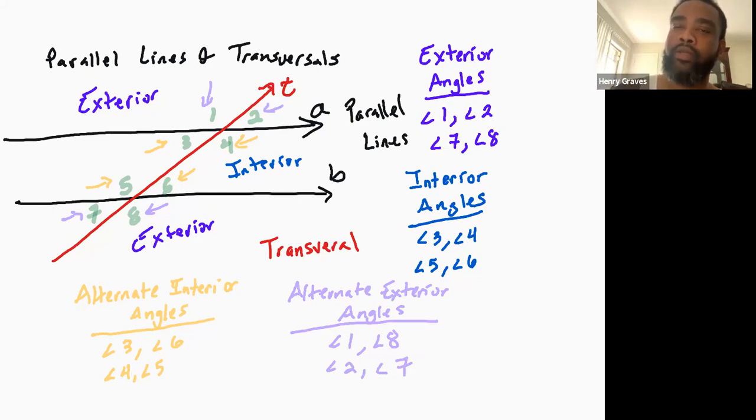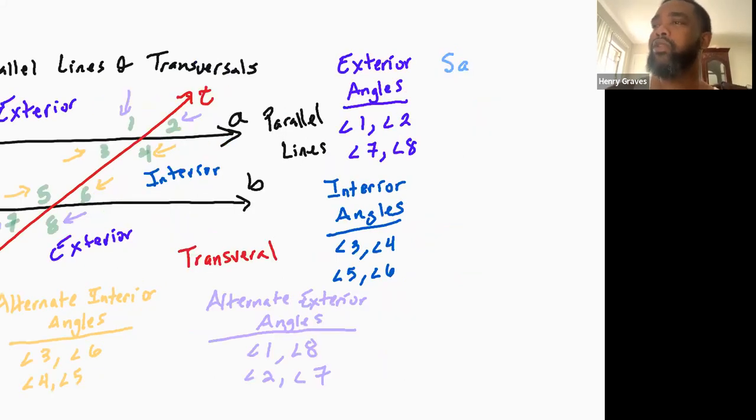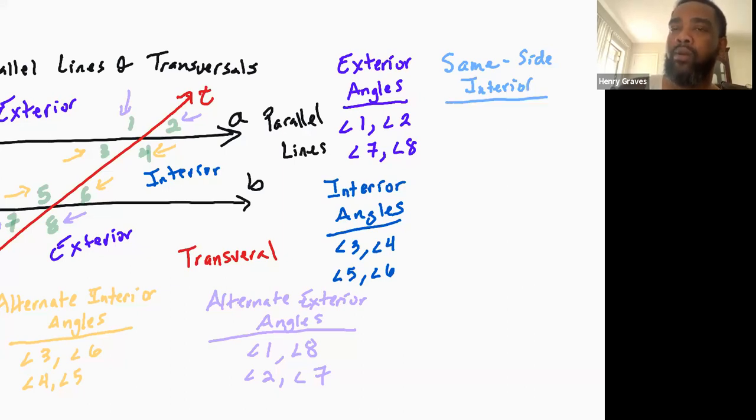Well, let me go ahead and do it. Yeah, let's talk about same side interior. So if it's same side interior, that means it's going to be on the same side of the transversal. So that means that angle 4 and angle 6 are going to be exactly that. They're both on the right side of the T. So angle 4 and angle 6, and likewise angle 3 and angle 5 are the same side interior.